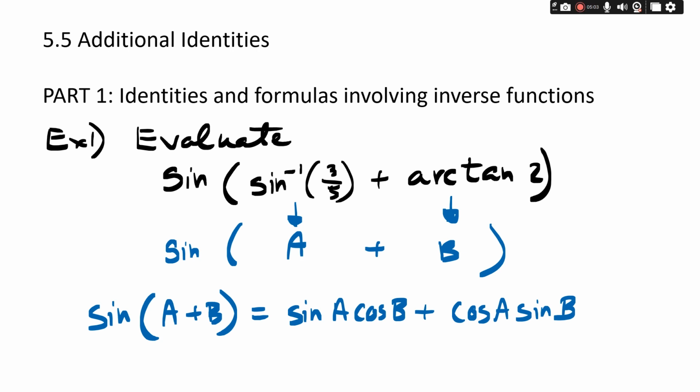Let's go for it. Once you do about 2 of these, then they become pretty easy. So let's go with it. First things first, I got to convert sine inverse of 3/5 into something I can kind of think through. Okay, and I can do the same thing for arctangent of 2.